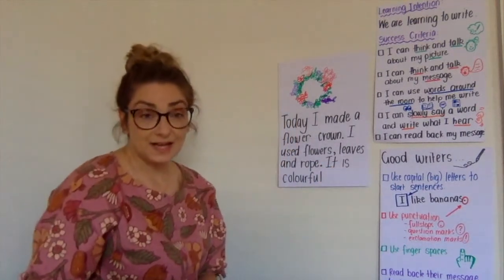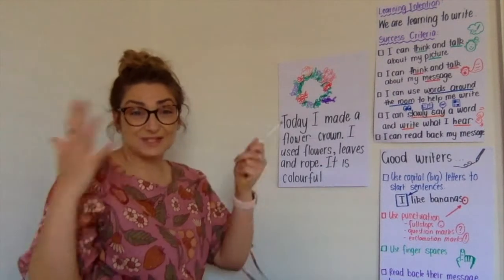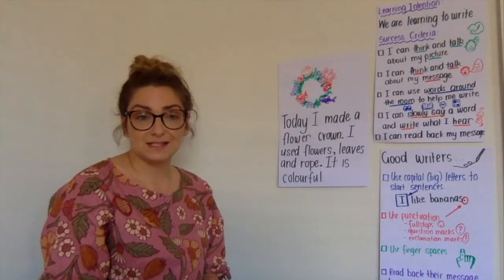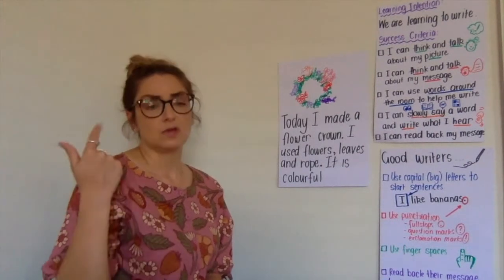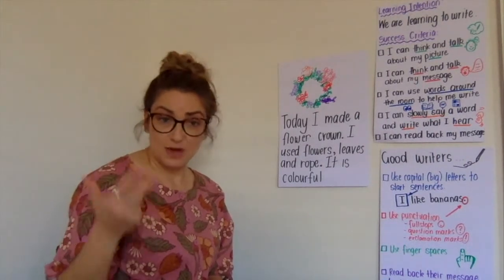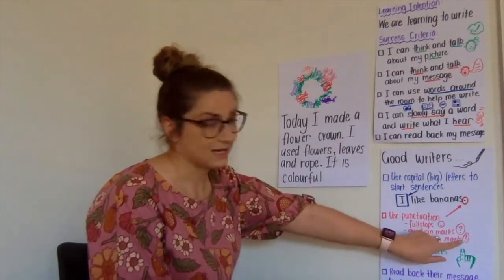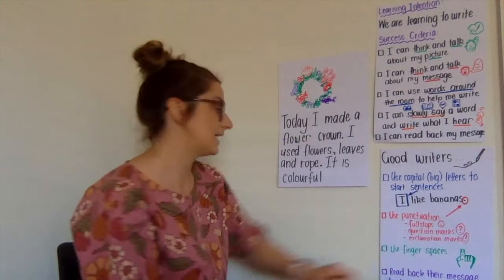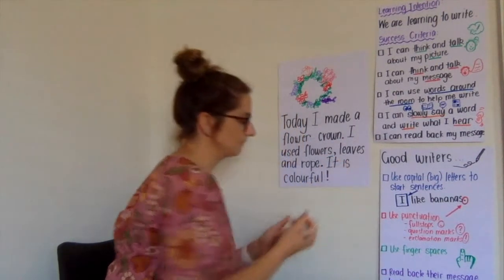Now I'm excited about how colourful it is, and a way to show the reader that you're excited is by using an exclamation mark, because an exclamation mark can tell the reader if you're sad, you're angry, happy, or excited. So I'm excited, so I'm going to be using an exclamation mark. And an exclamation mark is a line and a dot. It's like an upside down I, really.